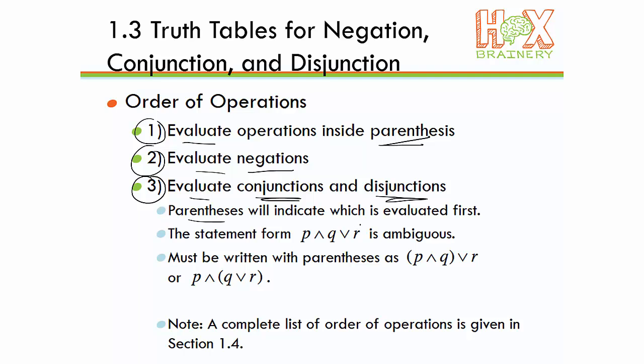So I think we mentioned this in an earlier video, but if you have something like this, P and Q or R, that's ambiguous because you're not sure if you should do the conjunction first or the disjunction. So if you see something like that, there should be parentheses around either the conjunction or the disjunction part so you know what to evaluate first. And when we get into equivalent statements in a later section, we'll see that these two statement forms are going to generate different truth tables.